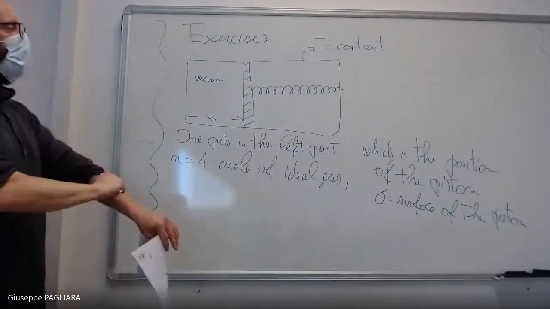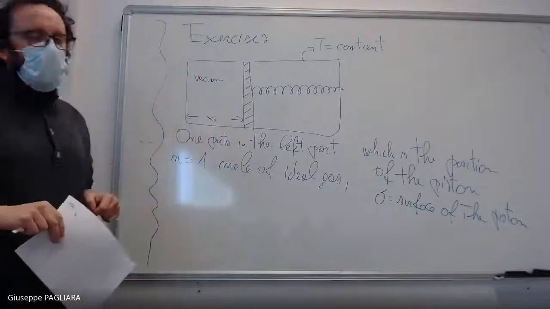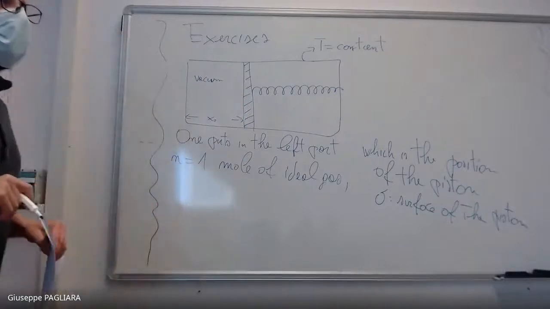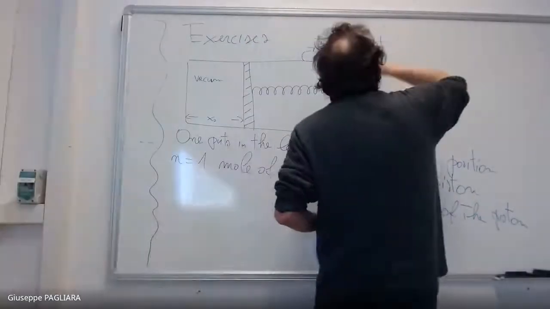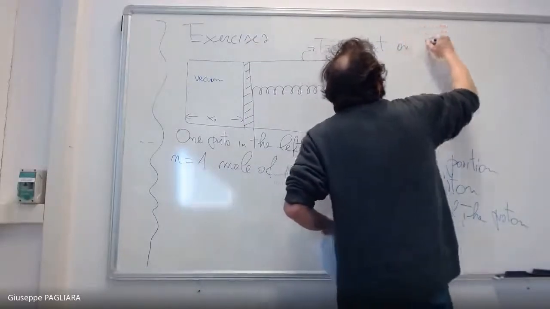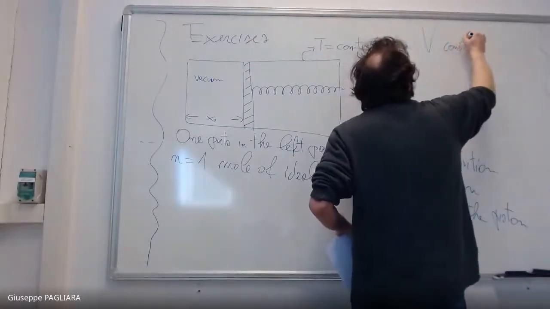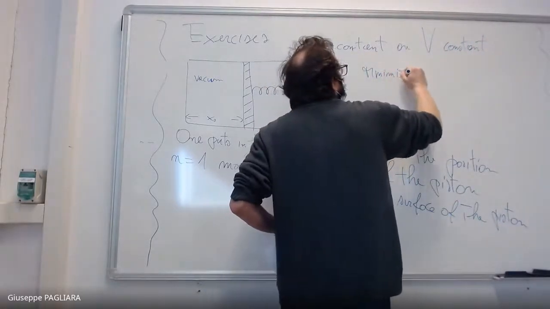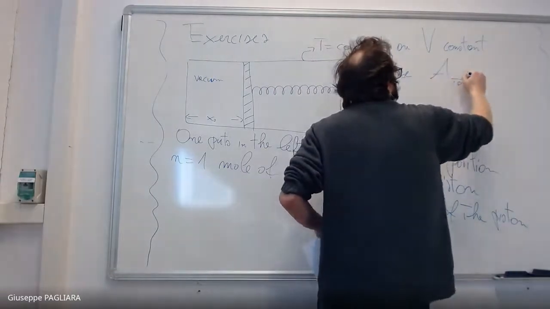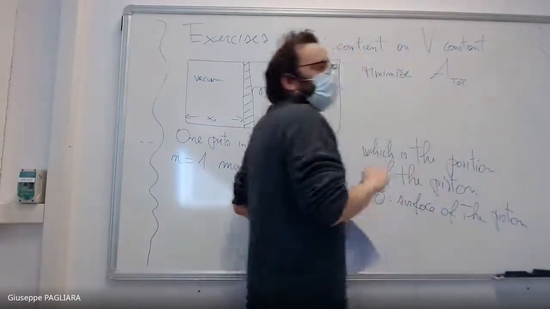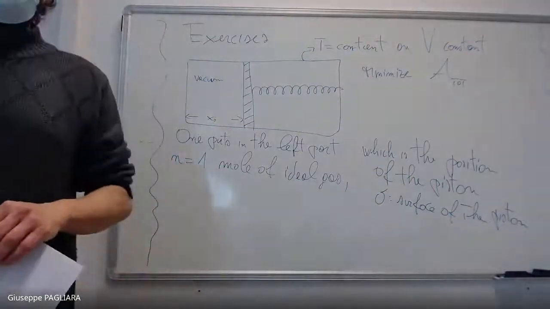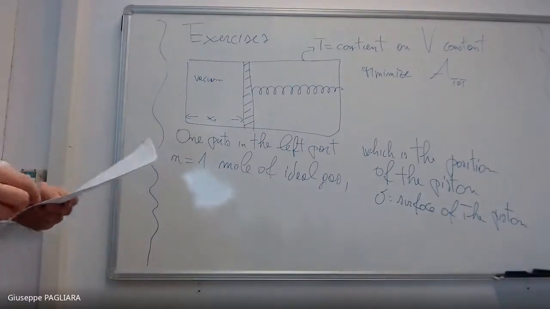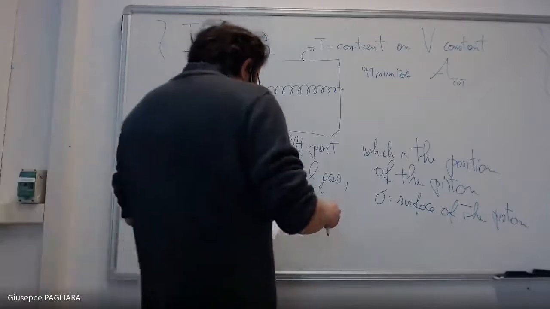There is of course a mechanical energy related to the potential energy of the spring, and there is the free energy of the gas. Indeed, since T is constant and the total volume is constant, one has to minimize A tot, the total Helmholtz free energy. Okay, this is the second principle of thermodynamics that tells me what the final state of the system is. So let's try to do it.